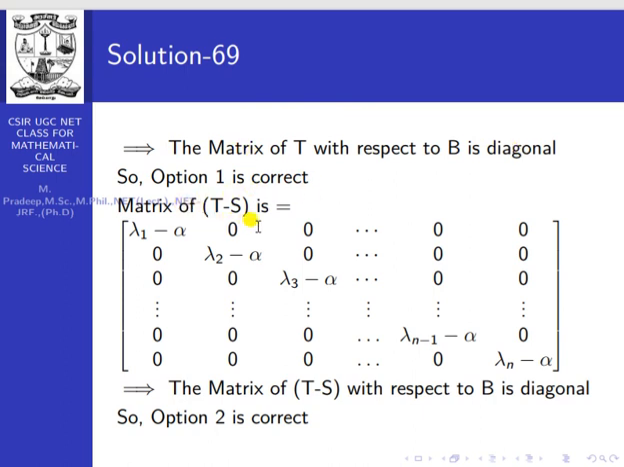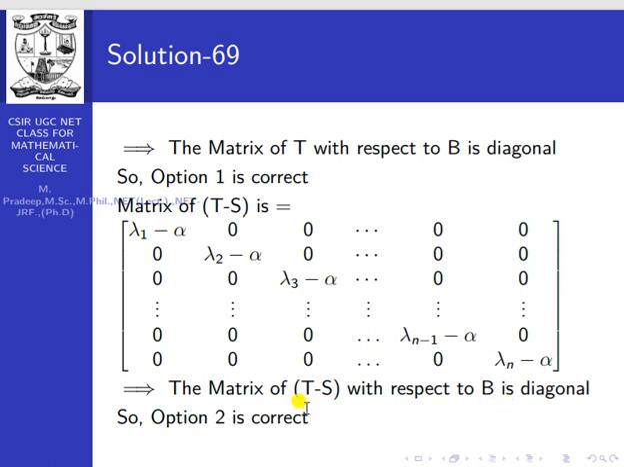For the matrix of T minus S, just subtract the matrix of T and the matrix of S. So we get lambda 1 minus alpha, lambda 2 minus alpha, lambda 3 minus alpha, up to lambda n minus alpha. So the matrix of T minus S with respect to B is also a diagonal matrix. So option 2 is correct.